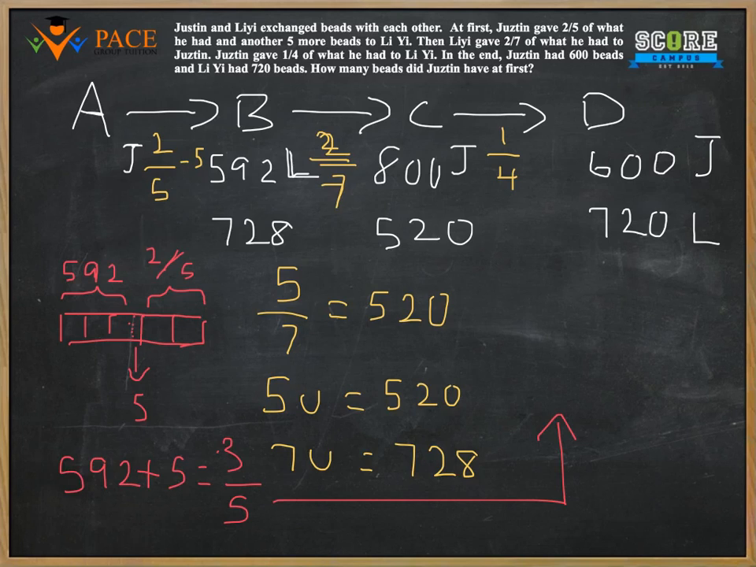I need some space, so follow this arrow. So now you know 597 is equal to 3/5, which means 3 units is 597. So what is 5 units? Do the maths, guys, and you will get 995. And that is your final answer. Okay, that is how you get the final answer.